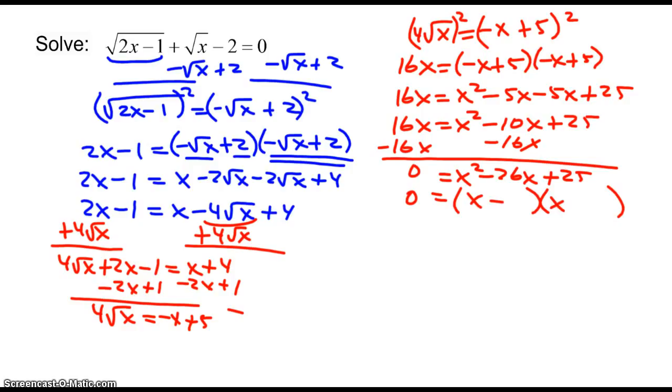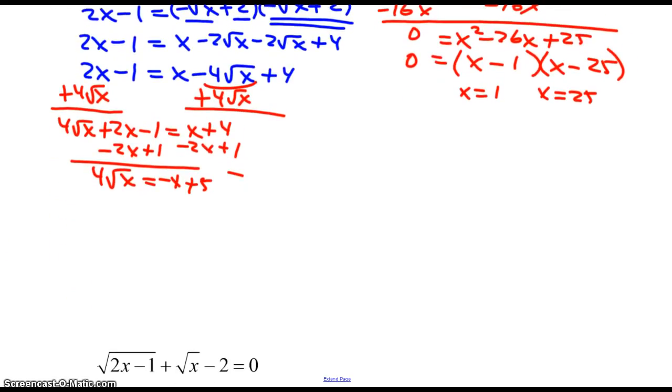So let's see, we would have negative 1 and negative 25 to give me two numbers that multiply to positive 25 but add to negative 26. And so the possible solutions are x is 1 and x is 25. And again, we need to double check those to see if they're both actually solutions. Let me bring that up here. Here's the equation again for checking.